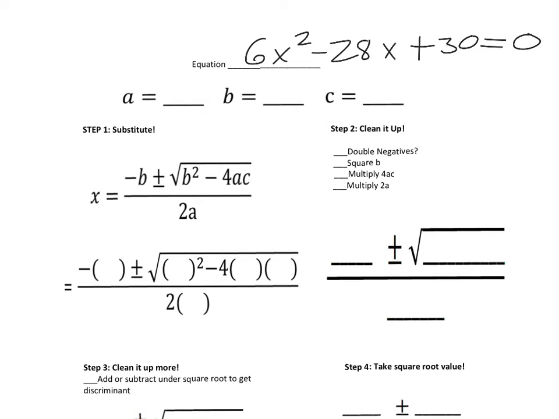So remember, your first step is to identify your A, your B, and your C. So in this case, A would be 6 because that's the coefficient in front of the x squared. B would be negative 28, and C would be 30. So I have to identify my A, my B, and my C. Now I'm going to use the formula.